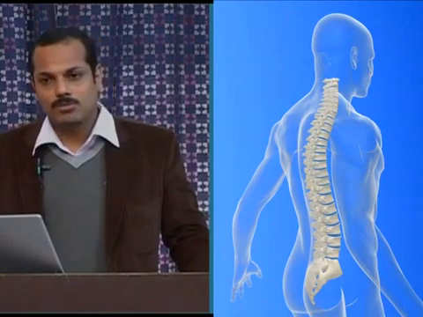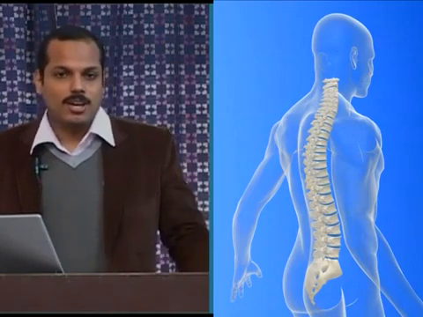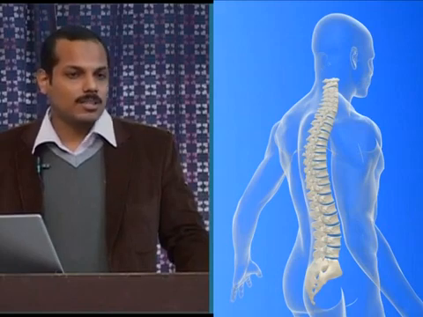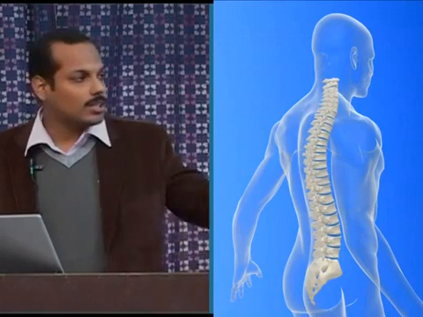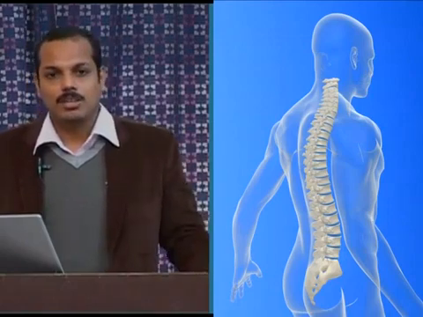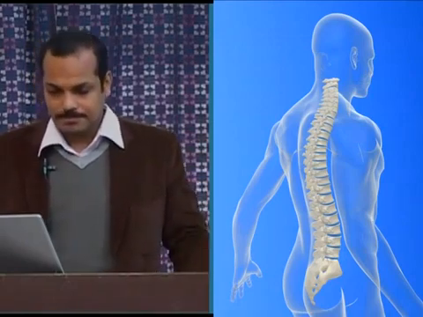So the total number of vertebrae is 33, and in between these vertebrae there are around 23 intervertebral discs.